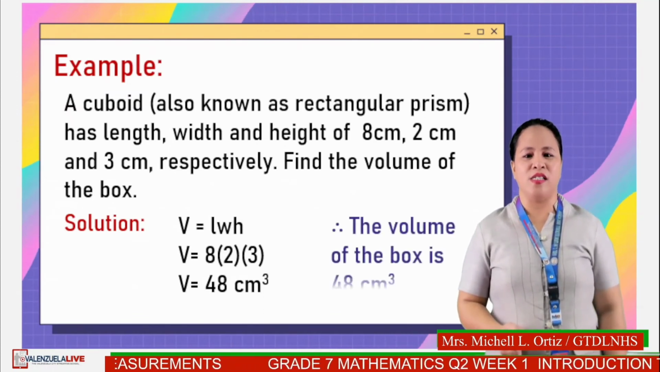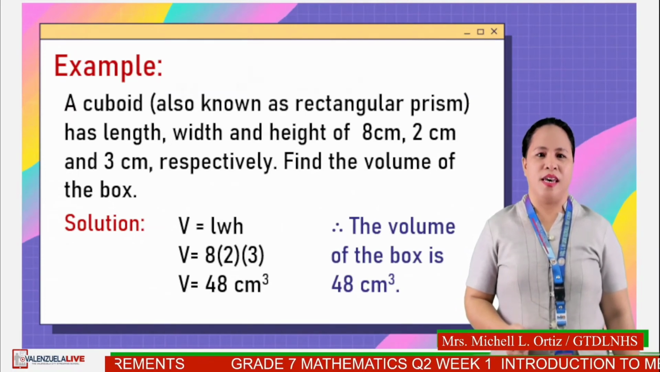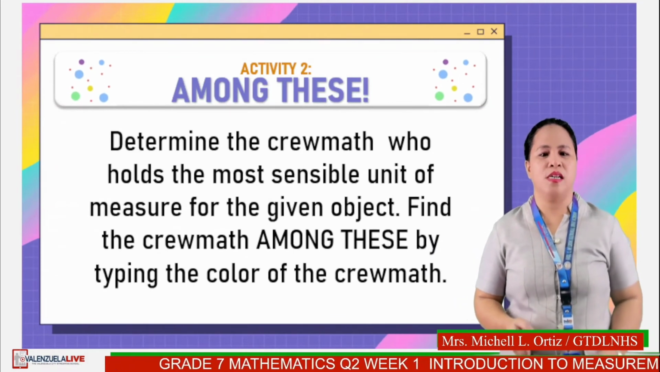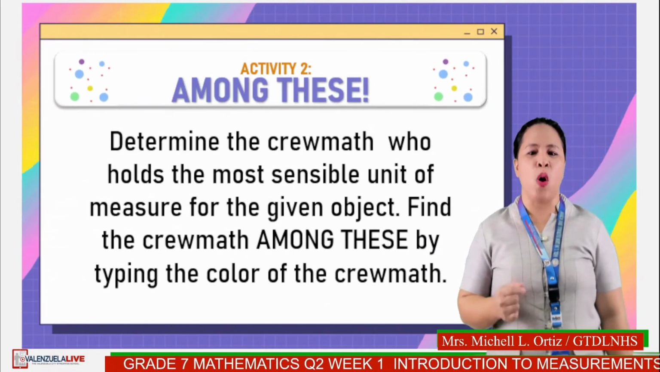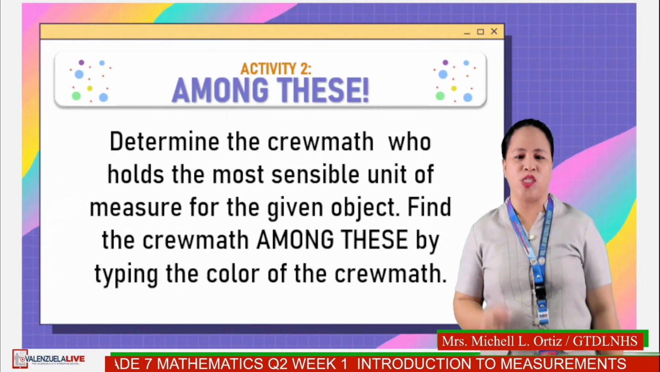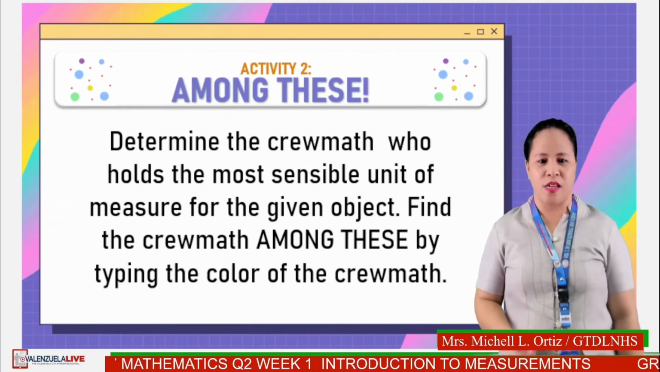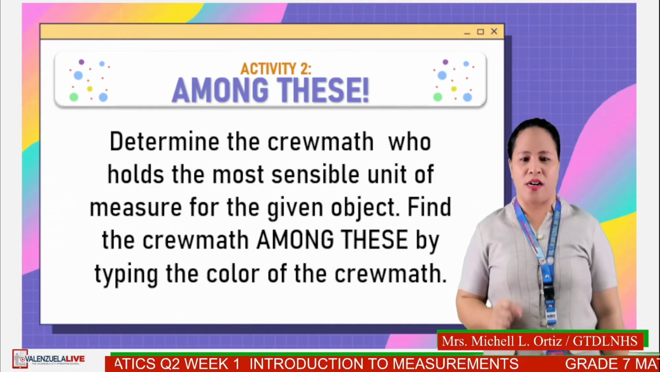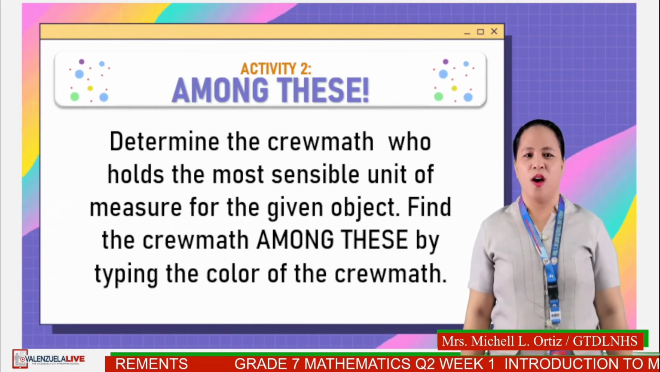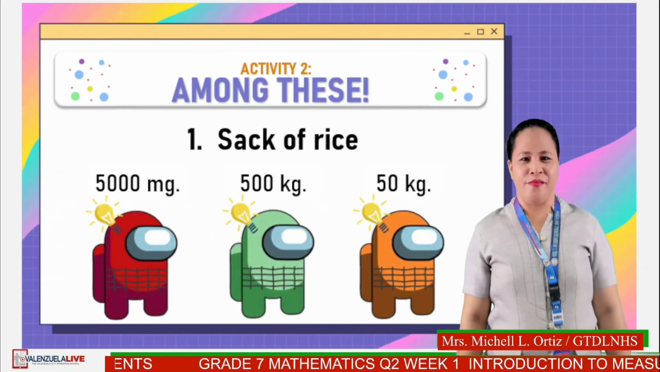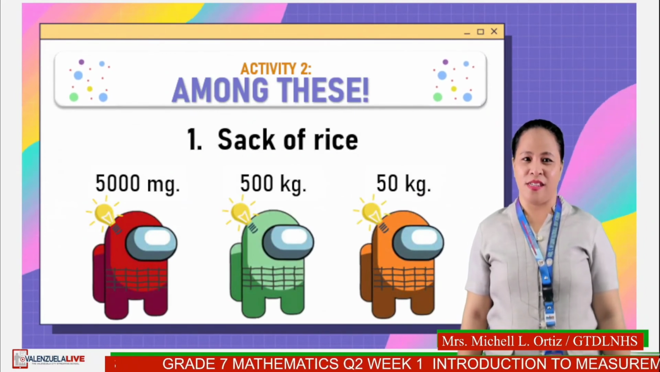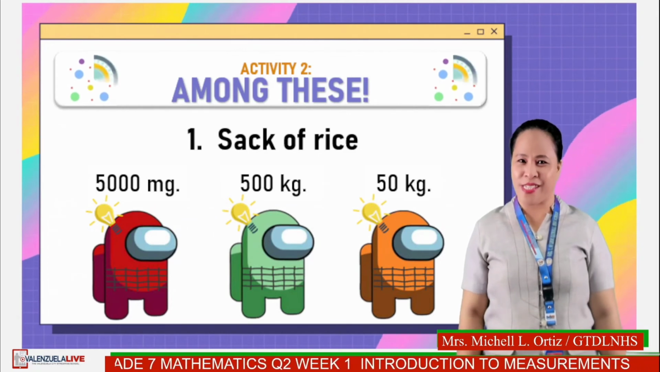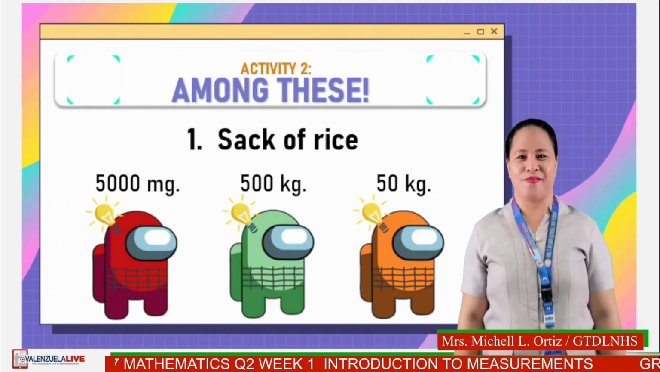Let's have the second activity entitled Among Us. Determine the crewmate who holds the most sensible unit of measure for the given object. Find the crewmate among us by typing the color of the crewmate. Number 1, sack of rice. Red, green, or orange? 5 seconds, go!